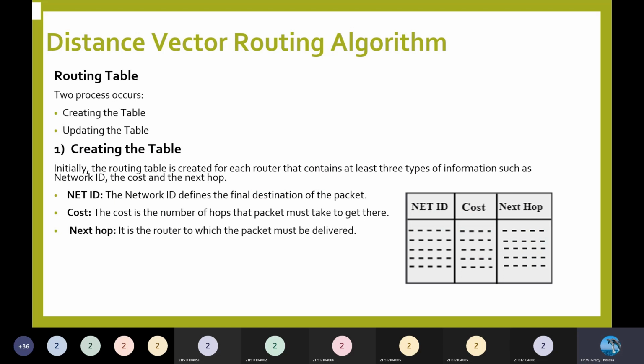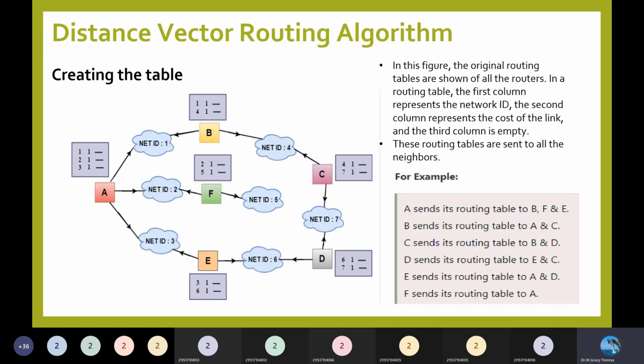When we talk about how the table has been created, the nodes are initiated in a network, and each node has its own routing table based on the basic information it has. What does it know? For example, if you take A, it knows network ID 1, and to reach network ID 1 it needs only one hop. That is why it is represented as 1. If A wants to go to network ID 2, then it has to go only one hop. That is why it is given as 1. And if A wants to go to network ID 3, it has to go only one hop.